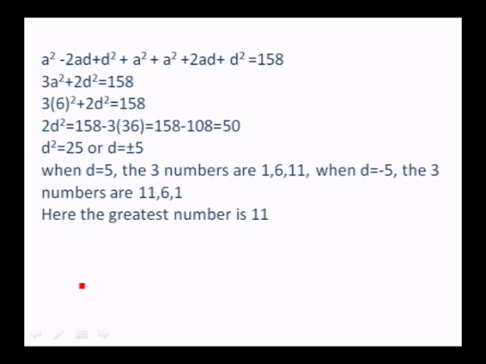So, when d is 5, the 3 numbers are 1, 6 and 11. When d is minus 5, the 3 numbers are 11, 6, 1, because we have taken the 3 numbers as a minus d, a, a plus d. So, either it is 1, 6, 11 or 11, 6, 1. In any case, the greatest number is 11. So, the correct option is 11.